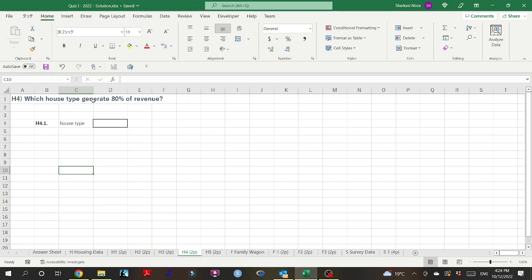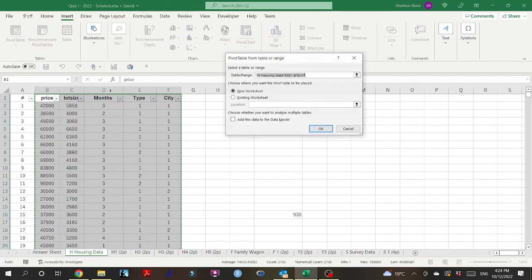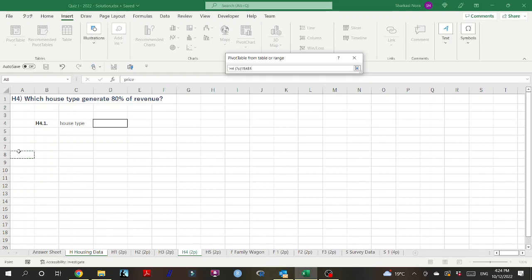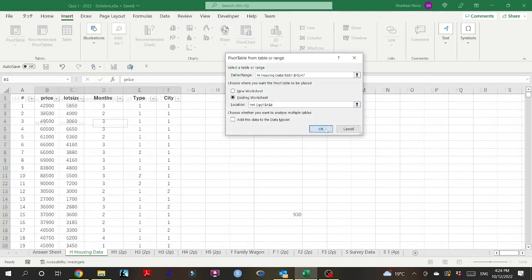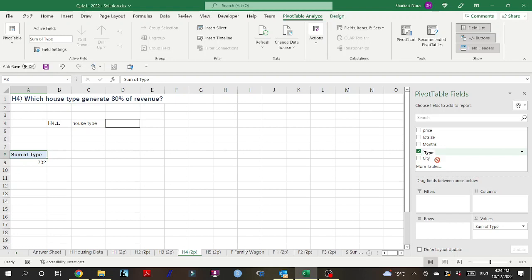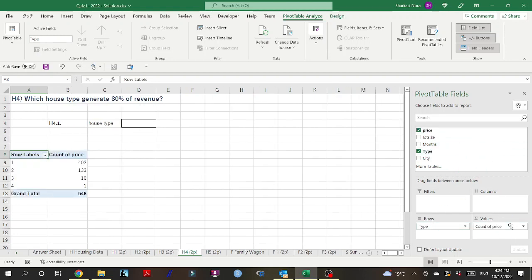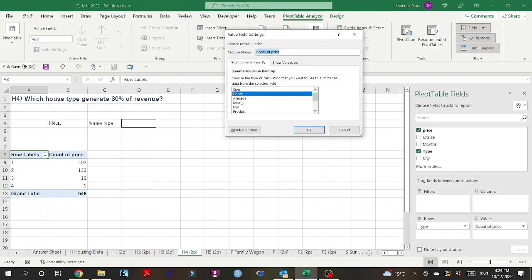House type. Which house type generates 80% of revenue? Again, it's a pivot table. So insert pivot table, existing. Let's go to that particular sheet. Okay. And which house type? Where is the house type? Here's the type. Sorry, do you see what happened here? I went to type. Which house type generates 80% of revenue? Here we need the sum.